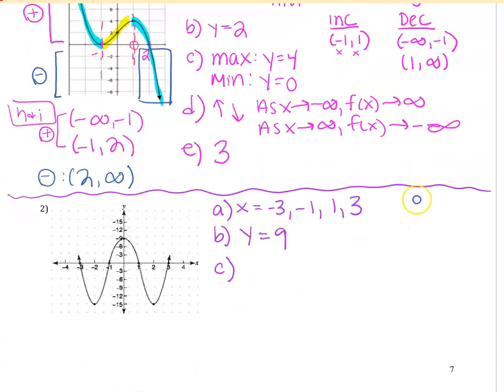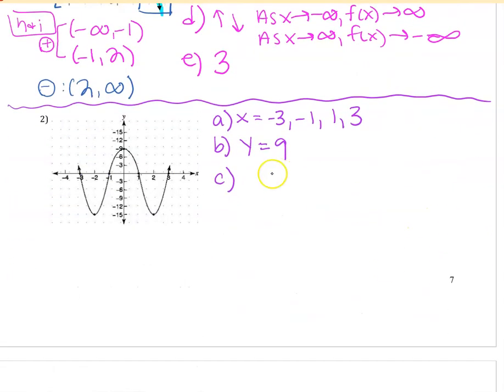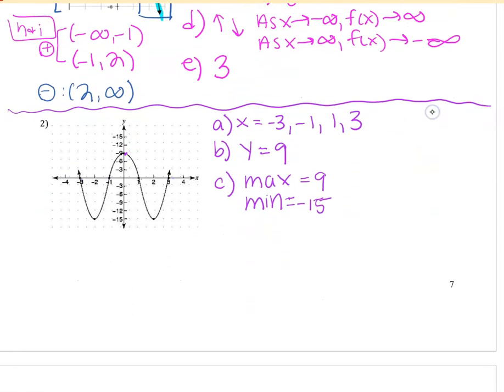All right, what was C? C was maxes and mins. A max, which is our high point, appears at 9. And then our minimums, we actually have 2 of them, and they're both the same. So they're both at negative 15. Okay, end behavior. This is up, up. So if we were to describe this, this is as x approaches negative infinity, f of x is approaching infinity, and same thing in the other direction.